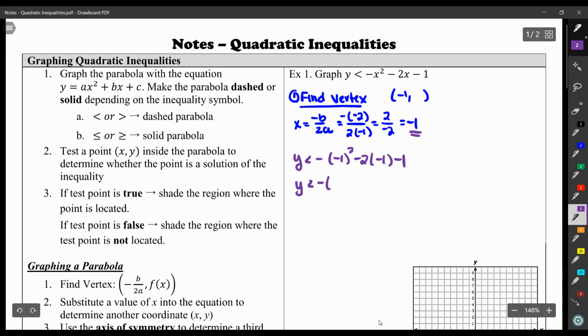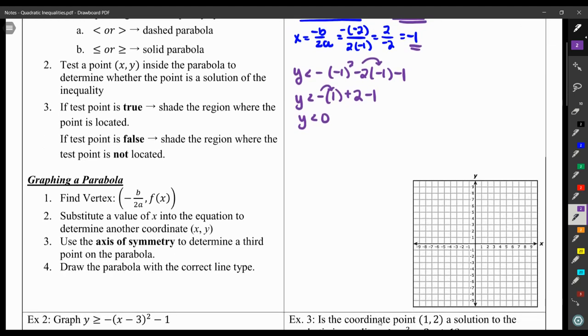We have negative, and then negative 1 squared is a positive 1. Negative 2 times negative 1 is positive 2 minus 1. So this is really negative 1. So negative 1 plus 2 minus 1 makes a y value of 0. So yes, it says y less than 0, but remember, we're only worrying about the boundary right now. So my vertex is at negative 1, 0. So we're going to plot that coordinate here.